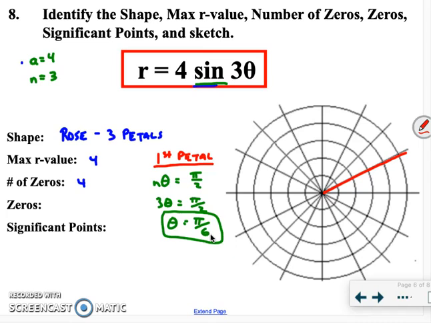So on this pi over 6 line right here, I'm going to just label it pi over 6. We know that that's where my first petal is going to lie. We also know that the max R value is 4, so counting out 1, 2, 3, 4, I know that this is where my first petal is going to go. All right, so from here, the next crucial piece is my spacing. So I know that if we have 3 petals, we're going to space these 3 petals out evenly.